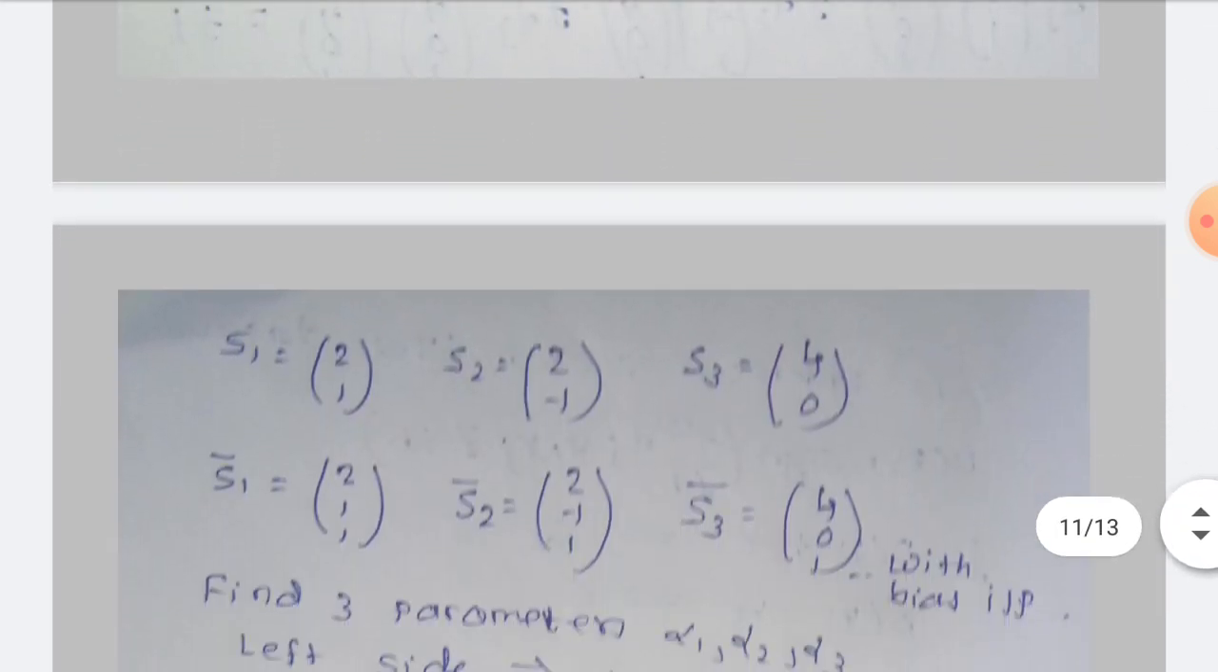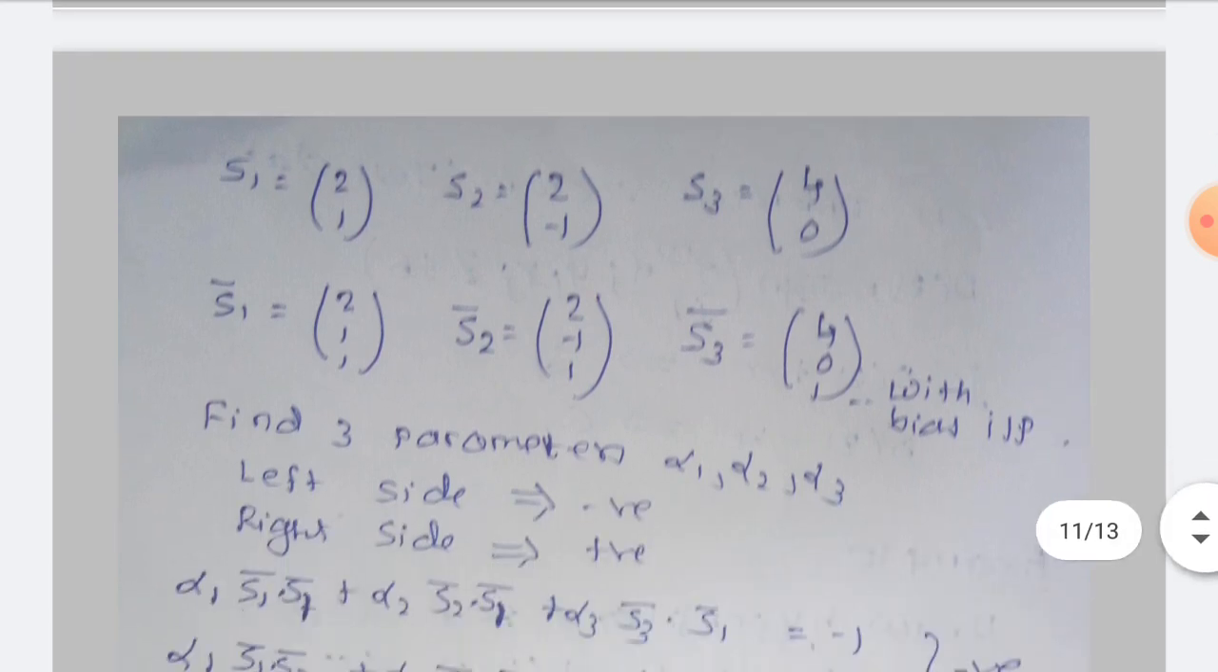Now let us write down S1, S2 and S3. S1 is equal to (2, 1), S2 is equal to (2, -1) and S3 is equal to (4, 0). Now add an extra 1 as a bias input. That's why I'm getting new vectors: S1 bar is equal to (2, 1, 1), S2 bar is equal to (2, -1, 1) and S3 bar is equal to (4, 0, 1), where this 1 is the bias input.